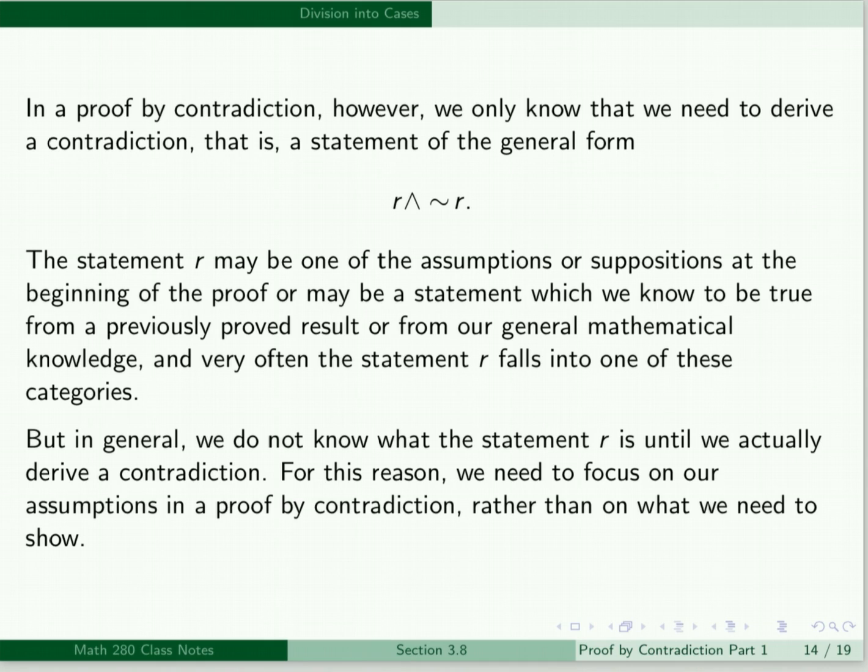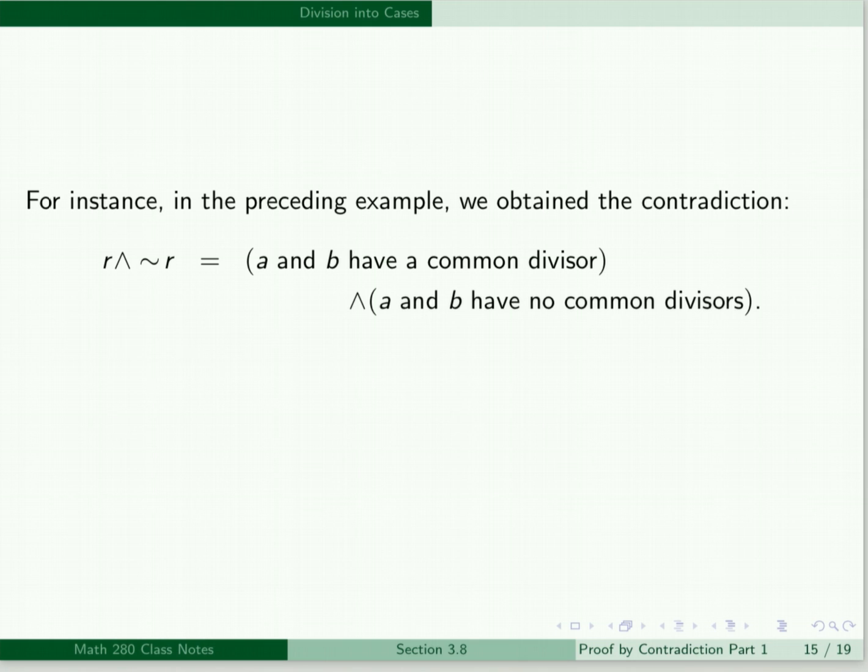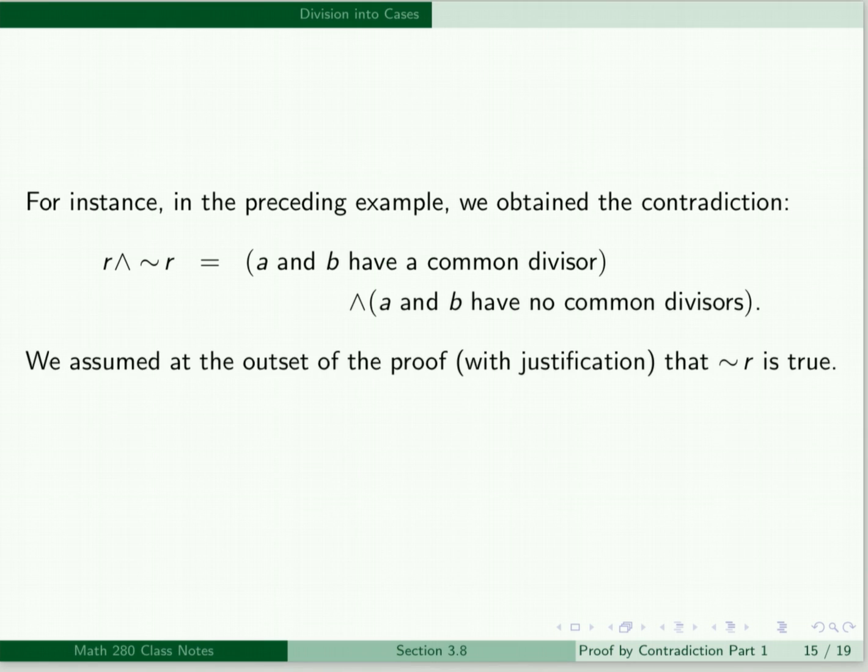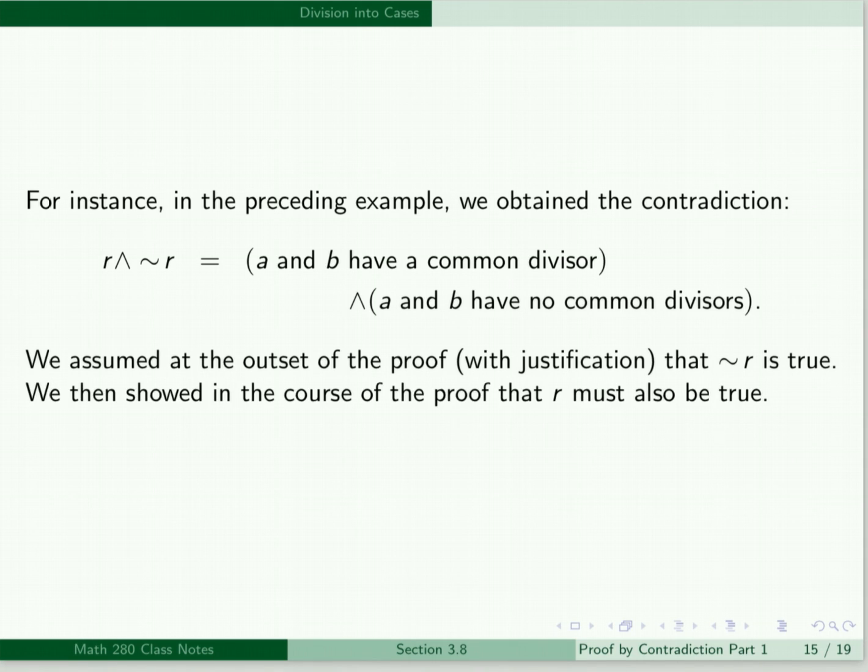For this reason, we need to focus on our assumptions in a proof by contradiction rather than on what we need to show. For instance, in the preceding example, we obtained the contradiction R and not R, where R is A and B have a common divisor, and not R is A and B have no common divisors. We assumed at the outset of the proof, with justification, that not R is true. We then showed in the course of the proof that R must also be true.